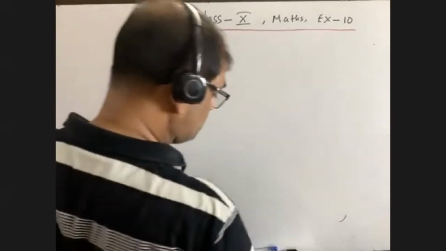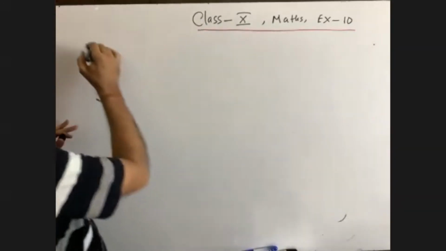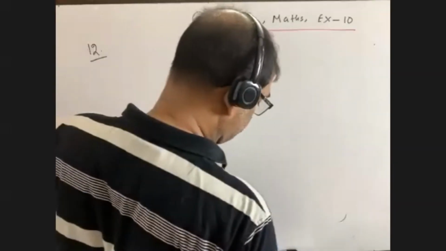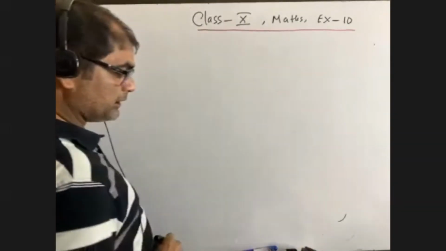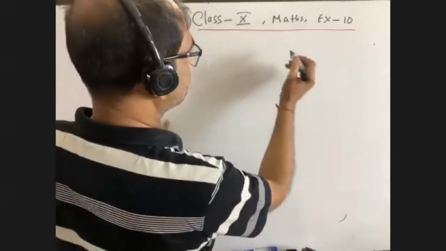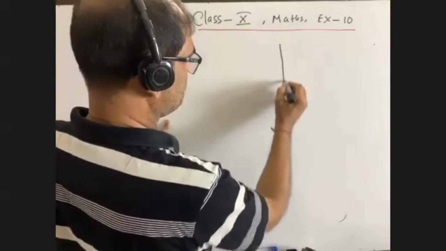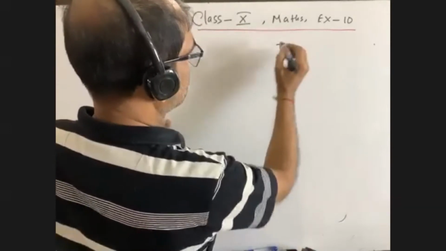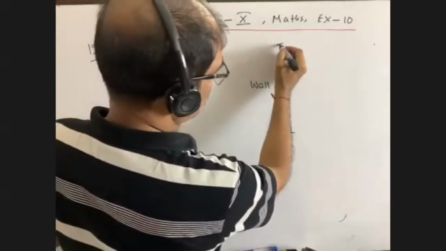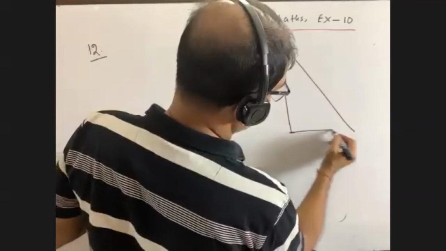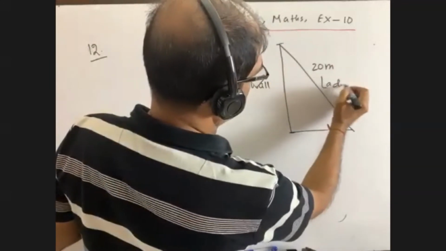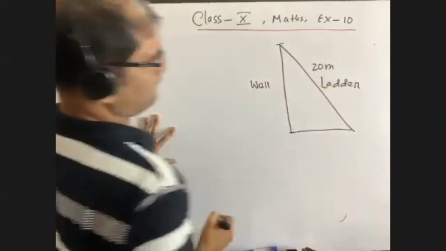Yes, sir. Going to question number 12. Now question number 12. Forming 45-degree angle with the ground, an 18-meter long ladder touches the top of the wall. Very good. Suppose it is a wall. Okay. Then a 20-meter long, this is a 20-meter long ladder.